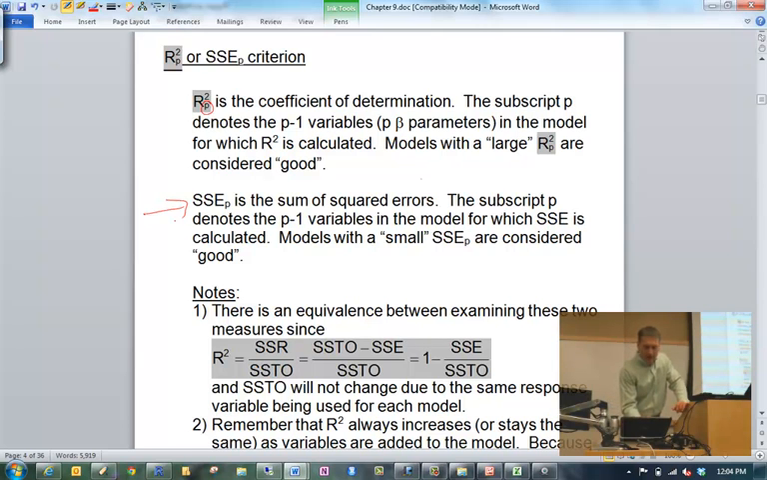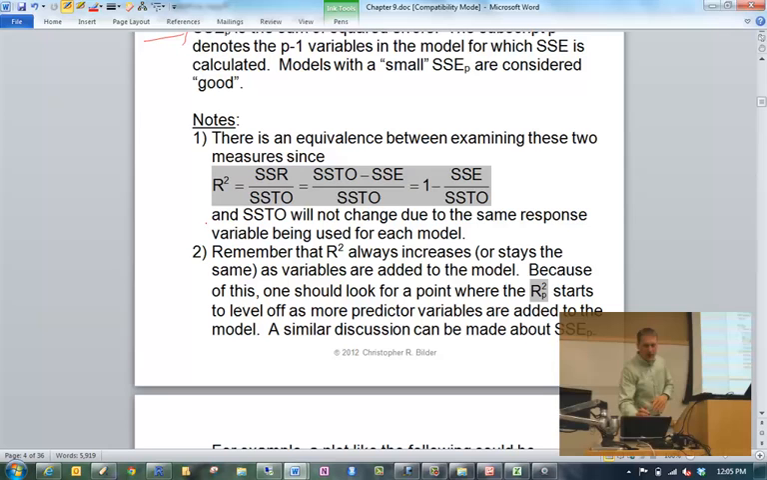One could also look at SSE. Well, of course, sum of squared errors. We want that to be as small as possible. So how about we look for models that have a small SSE? Those are good models. In fact, looking at either R squared or SSE are actually equivalent.